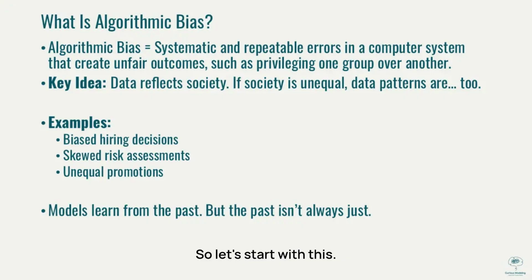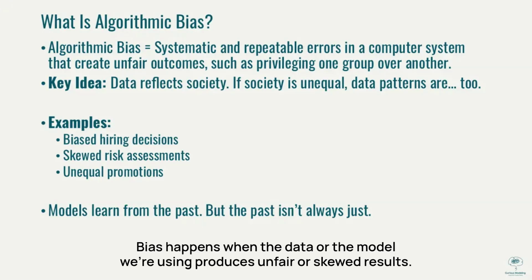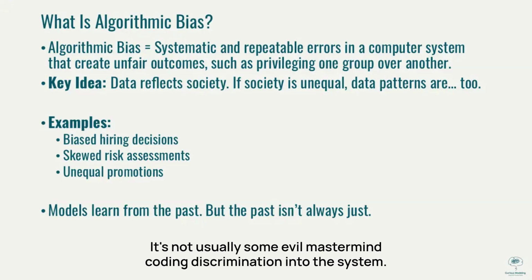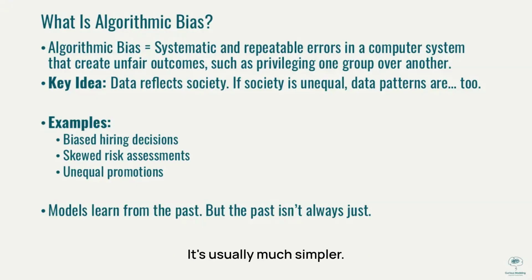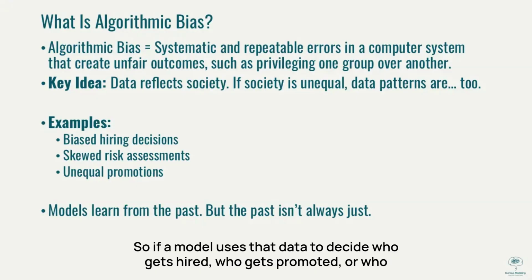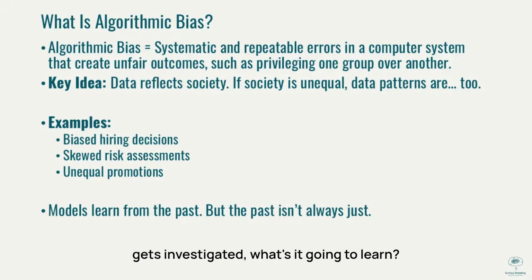So let's start with this. What is bias in analytics? Bias happens when the data or the model we're using produces unfair or skewed results, even if the people building it didn't mean to. It's not usually some evil mastermind coding discrimination into the system. It's usually much simpler. Models learn from the past, and the past is, well, messy, unequal, biased. So if a model uses that data to decide who gets hired, who gets promoted, or who gets investigated, what's it going to learn? Past patterns equals future decisions. Yeah, that's how we create automated inequality.